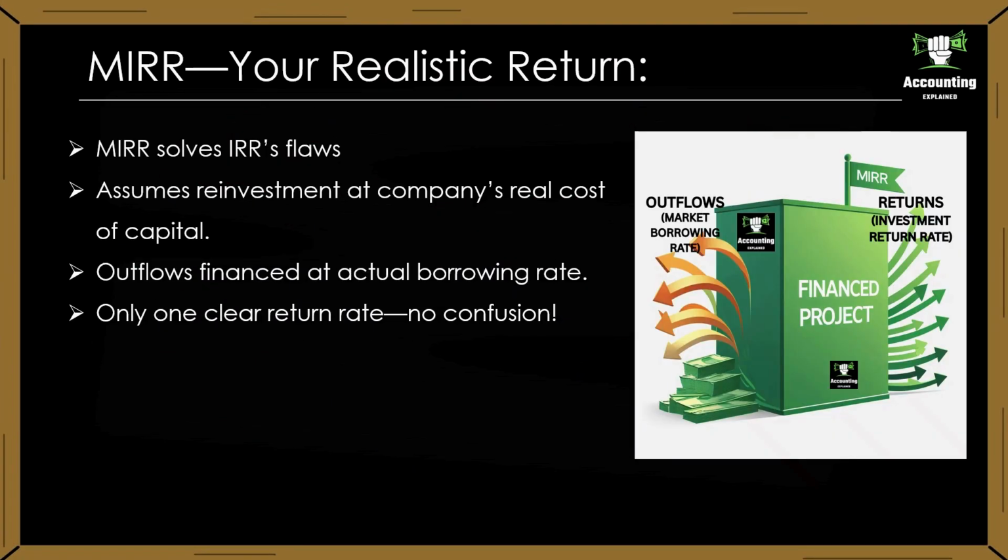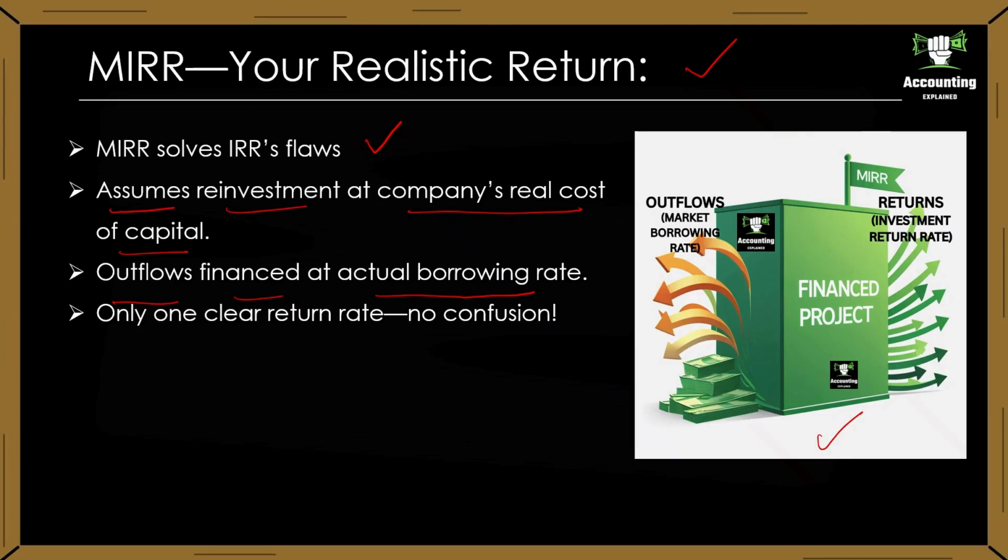To overcome the limitations of IRR, MIRR is used. The other name is modified internal rate of return, or you can call it a realistic return. Now MIRR solves all of IRR's flaws. MIRR has two assumptions. First, we will see the assumptions and then explain them with this picture. It assumes reinvestment at the company's real cost of capital, and outflows are financed at the actual borrowing rate.